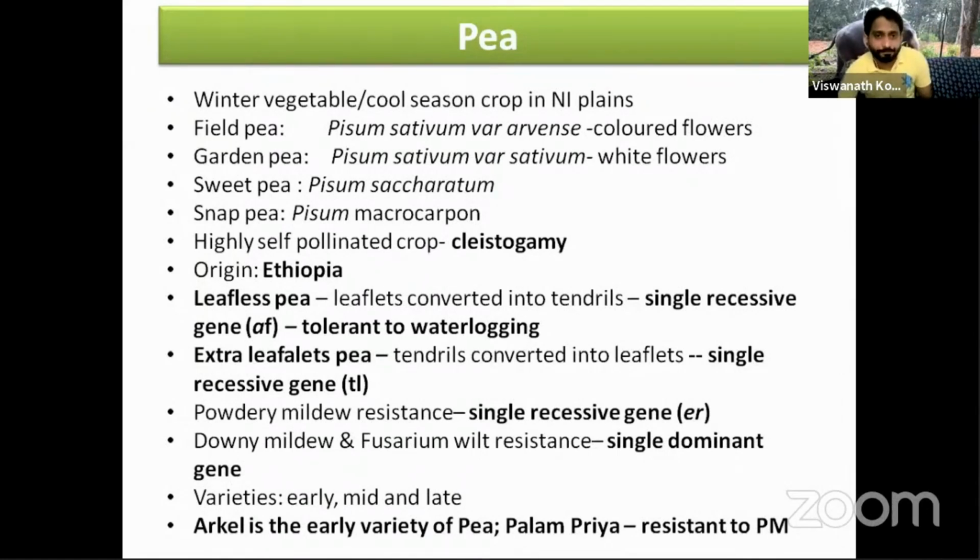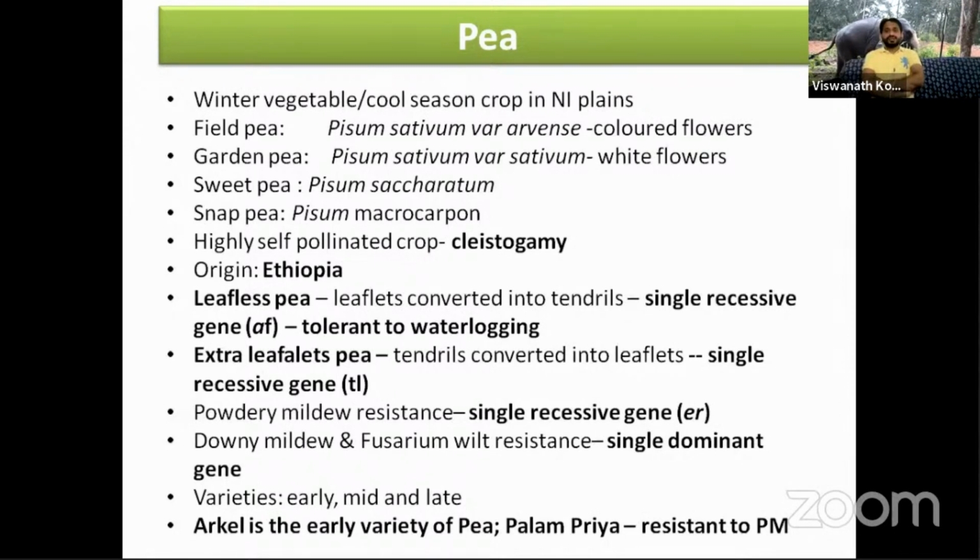Pea, Pisum sativum. It's a winter vegetable and generally grown during winter time in the North Indian plains. There are two types of peas: field pea, Pisum sativum variety arvense, and garden pea, Pisum sativum variety sativum.